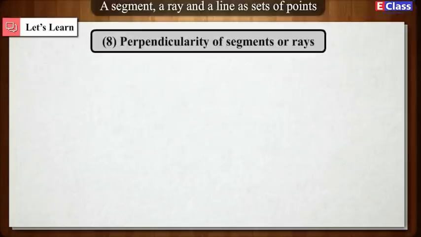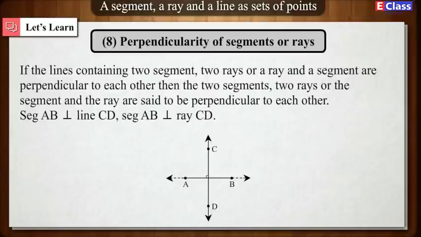8. Perpendicularity of segments or rays. If the lines containing two segments, two rays, or a ray and a segment are perpendicular to each other, then the two segments, two rays, or the segment and the ray are said to be perpendicular to each other. Segment AB is perpendicular to line CD. Segment AB is perpendicular to ray CD.